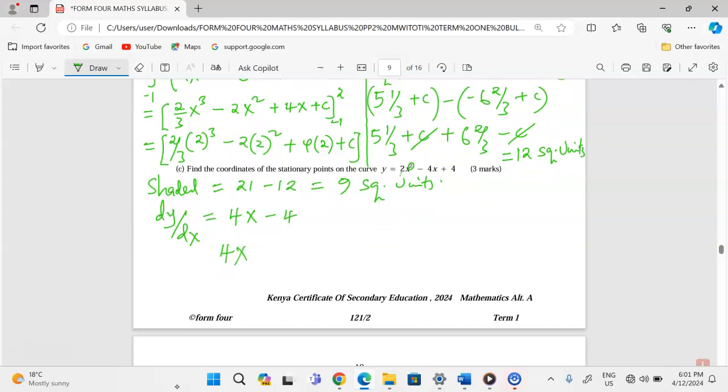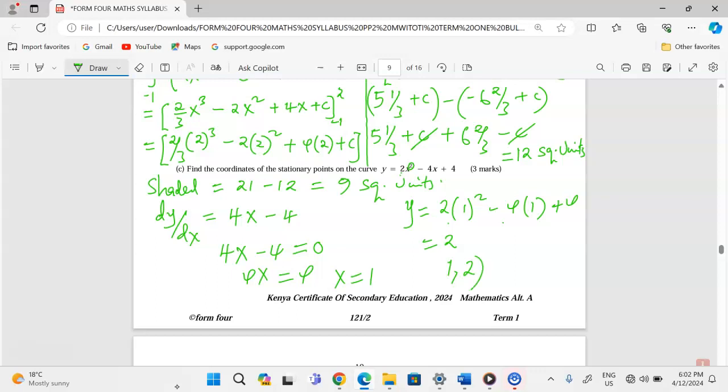So the value of the gradient at the turning point will be 0. So at that point 4x minus 4 equals 0, and the value of x becomes 1. If the value of x is 1, then for us to get the coordinates of the stationary point, we have to also get the y, such that we need 2 into 1 squared minus 4 into 1 plus 4. Therefore, 2 minus 4 plus 4 will become 2. So at the turning point, the coordinate will be 1, 2.